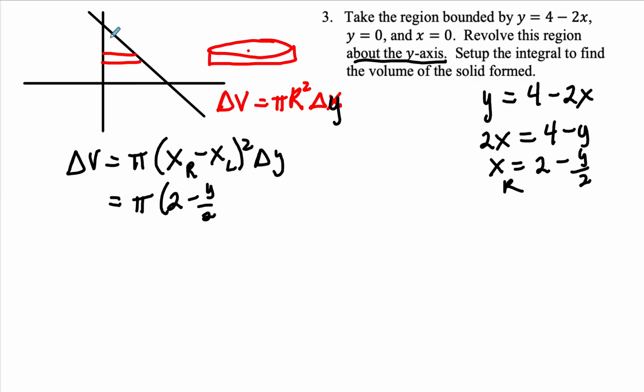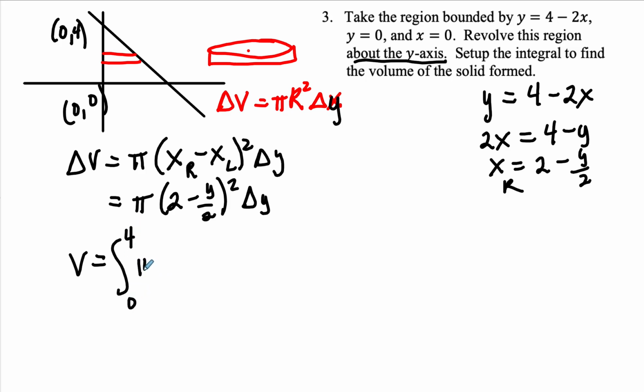And then x on the left, we're stopping here at x equal to 0. I won't bother to write that. Squared delta y. All right, now I can set up my integral, and the y's are going to go from 0 and up to here where it crosses the y-axis, and this point is 0, 4. This is 0, 0. And I'm looking at y's because that's my variable of integration. So this will be 0 to 4, and then this will be pi times (2 minus y over 2) squared delta y. And here's my representation for my volume.